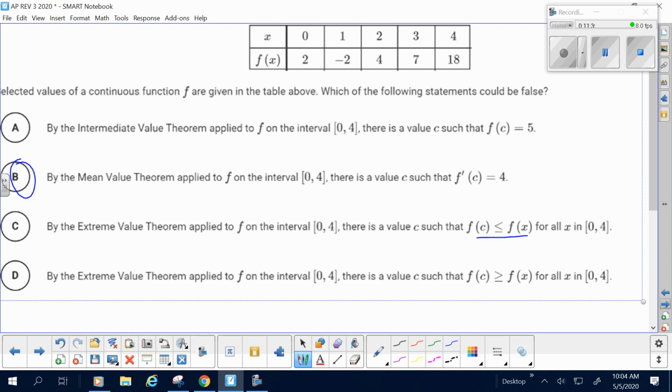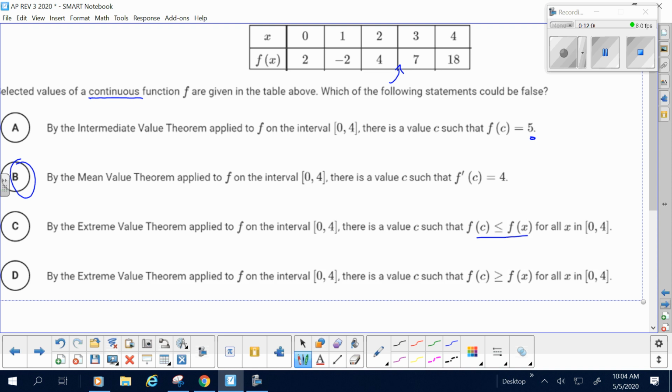For intermediate value theorem and extreme value theorem, all that's required is continuity. Mean value theorem requires differentiability. Now they give us continuous, but not differentiable. This 5 here, IVT, okay, it's continuous, we got that, and the 5 they ask about is in between.